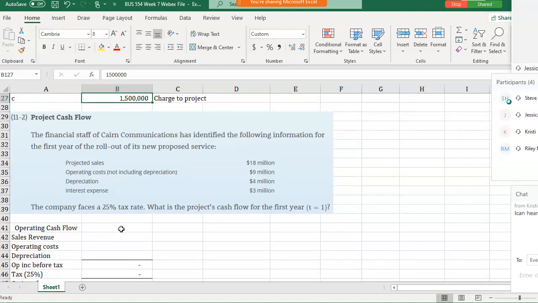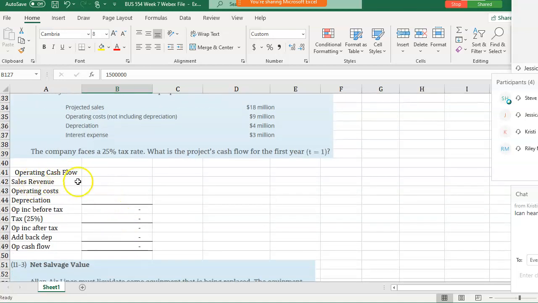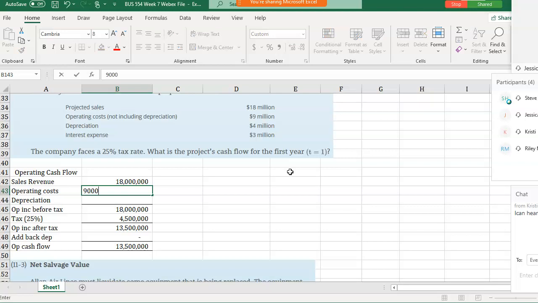So basically, year 0 is obviously the year of a big investment typically. And they're saying, let's figure out what the cash flow is for year 1. So I kind of built the format already down here. My operating cash flow looks like a mini income statement, but remember, I'm trying to get down to a cash number. So obviously my sales revenue is the $18 million that they gave us. And then they split out operating costs from depreciation. They're 2 different numbers. So I'm going to put those numbers in.